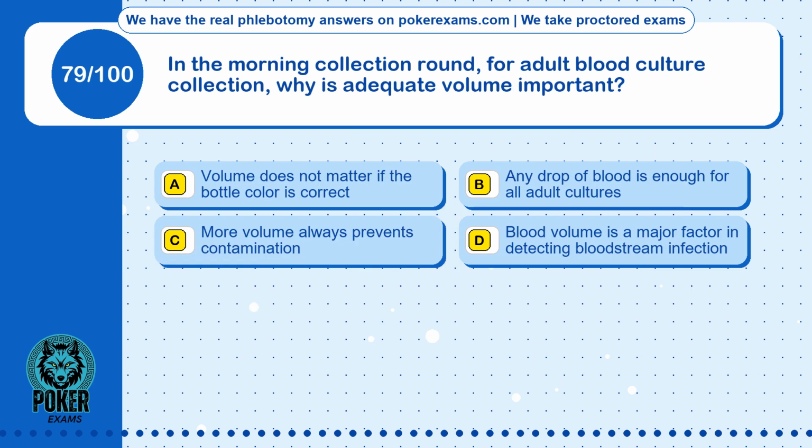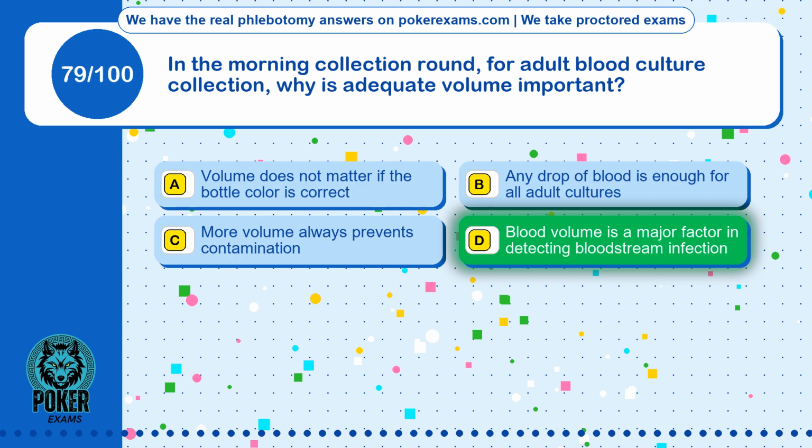Question 79. In the morning collection round, for adult blood culture collection, why is adequate volume important? Option A. Volume does not matter if the bottle color is correct. Option B. Any drop of blood is enough for all adult cultures. Option C. More volume always prevents contamination. Option D. Blood volume is a major factor in detecting bloodstream infection.